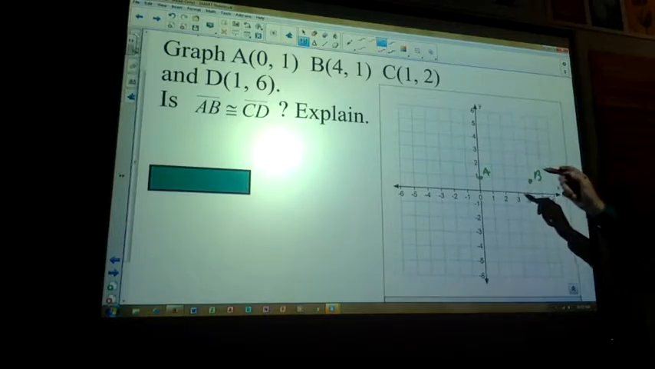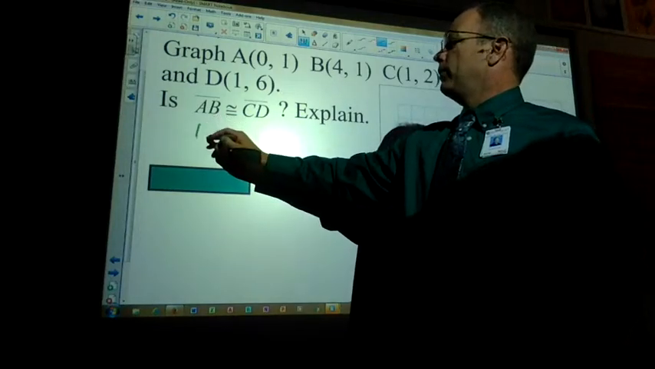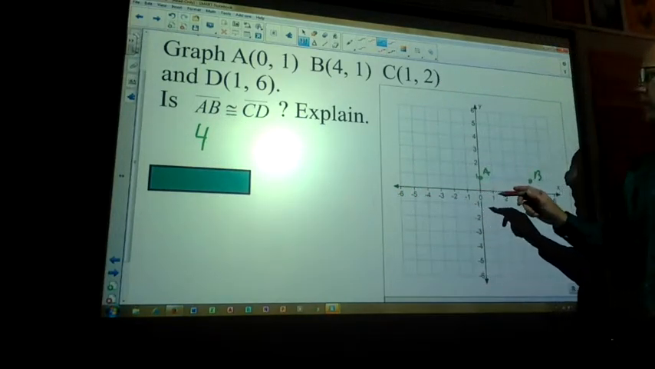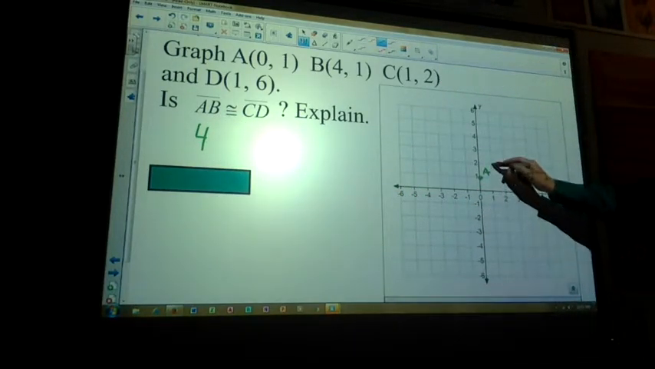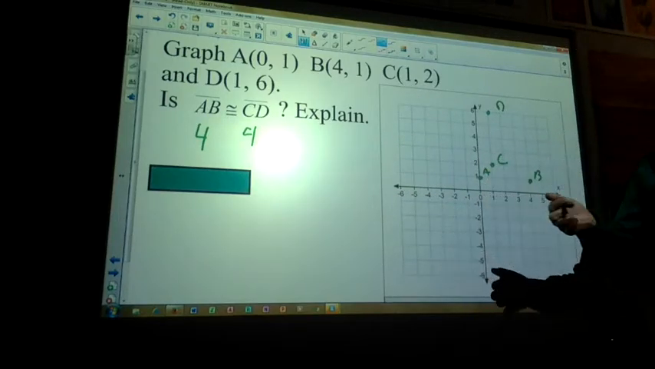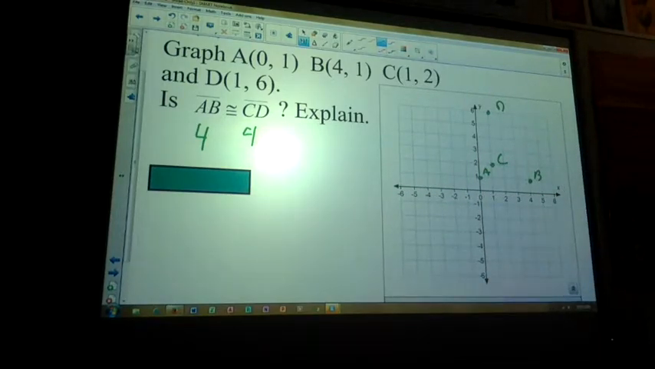And then if we were to graph point A, point B, point C, point D, we would also be able to verify if AB is congruent to CD. So A is 0, 1. And then B is 4, 1. And so the segment of A to B is 1, 2, 3, 4. So this one happens to be 4.